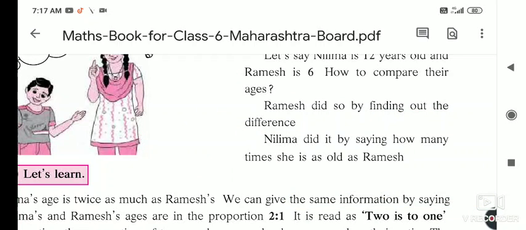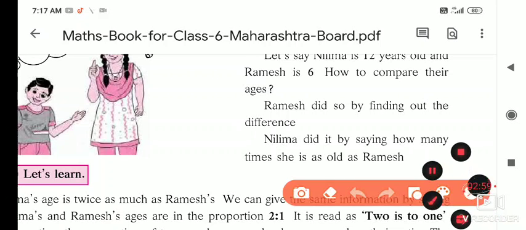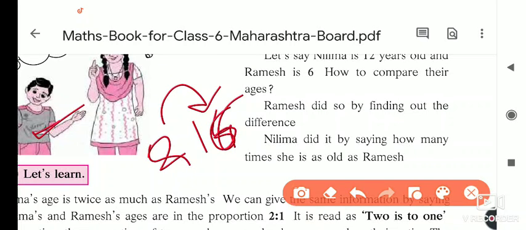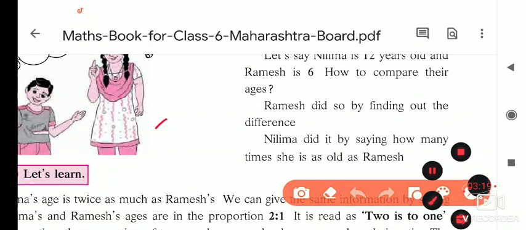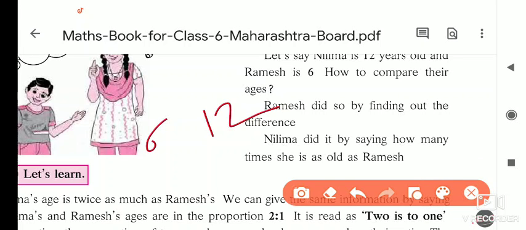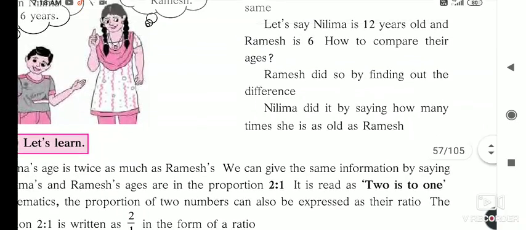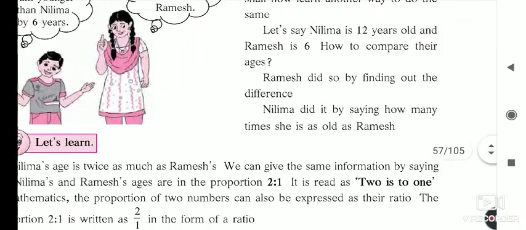But how did Nilima find her age? Suppose Ramesh's age is 2 years, then Nilima is 4 years because her age is double. She multiplies his age by 2. Suppose he is 8 years old, then she is 16 years old. And suppose he is 6 years old, then Nilima is 12 years old, because Nilima's age is double Ramesh's age. Nilima did it by saying how many times older she is than Ramesh.